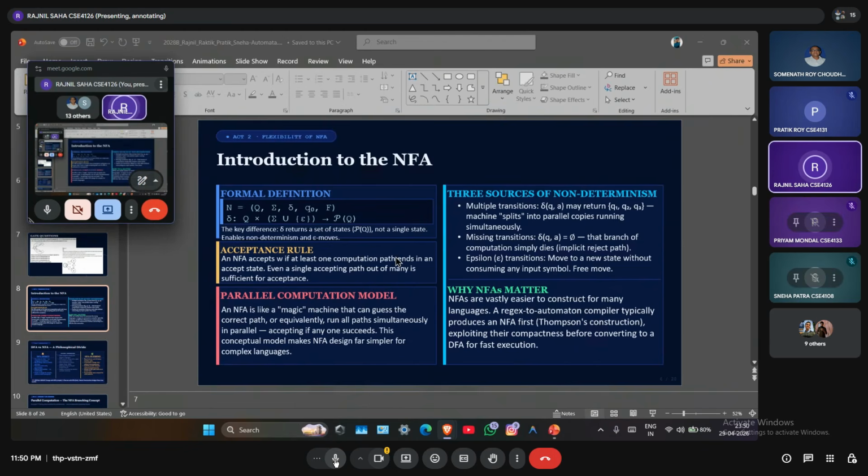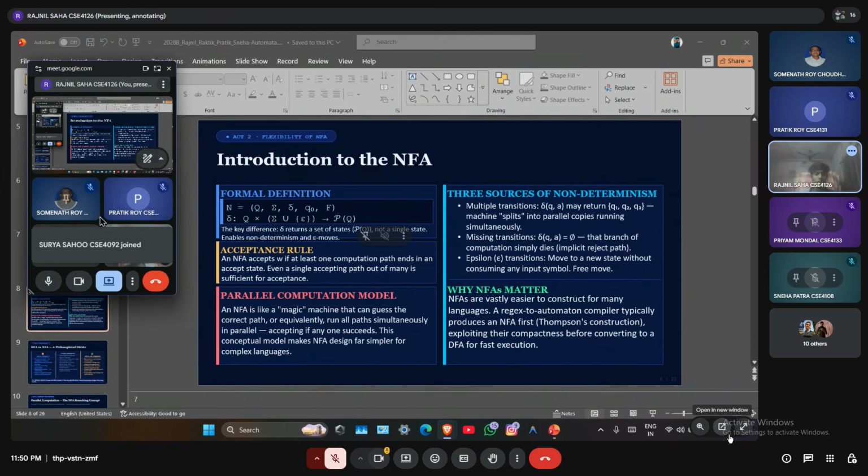Think of it as a machine. Your camera? Front camera? One minute, sir. Yes, it accepts a string if a path ends in an accept state. Think of it like a machine that guesses the right path or runs all paths simultaneously.